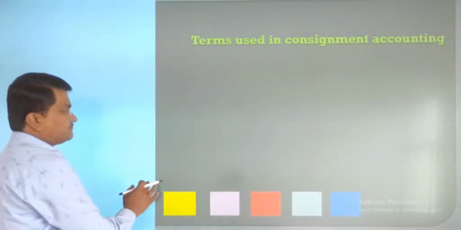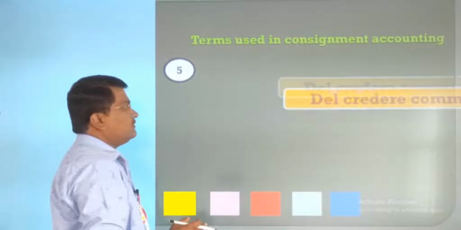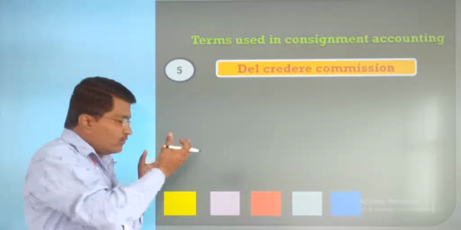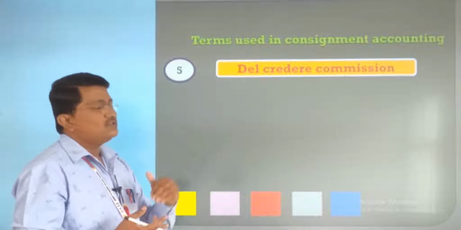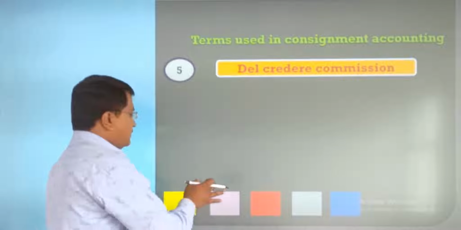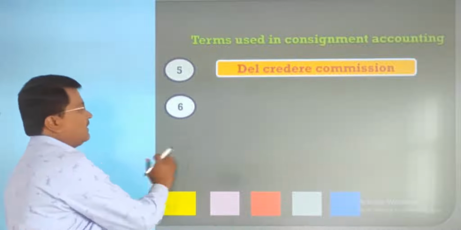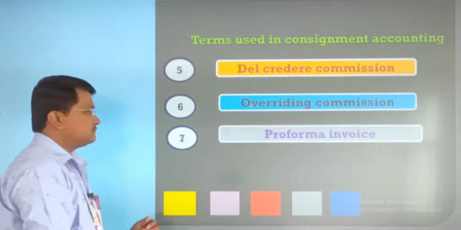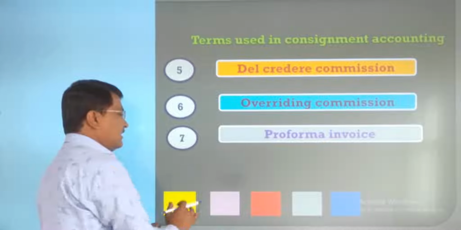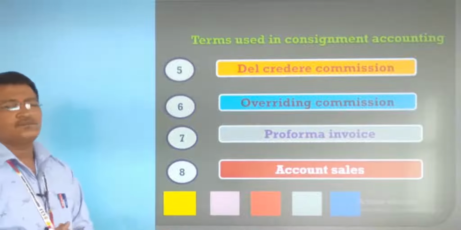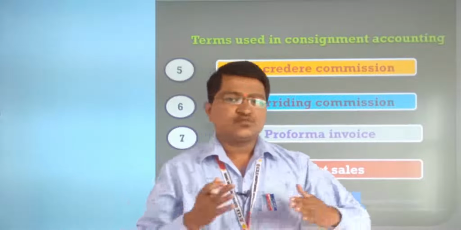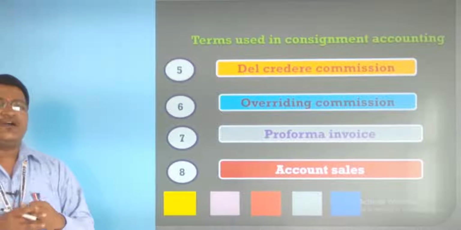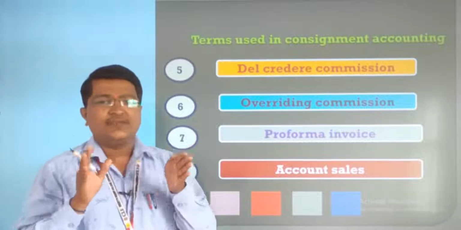Next one, that is the fifth one. We come to the fifth one. Yes, del credere commission. Of course it is a part of commission itself, what you have seen in the fourth term. Next, sixth one, overriding commission. Next, seventh one, pro forma invoice, and the eighth one, it comes to the account sale. So these are the certain terms we should learn in this chapter, right? These are certain terms which are frequently used in the consignment agreement.